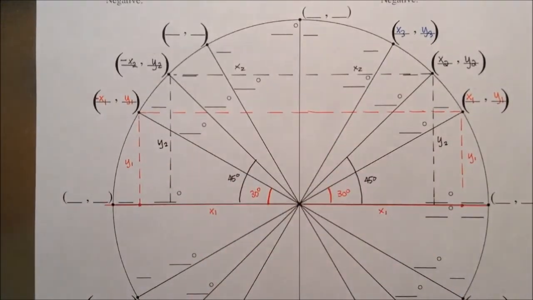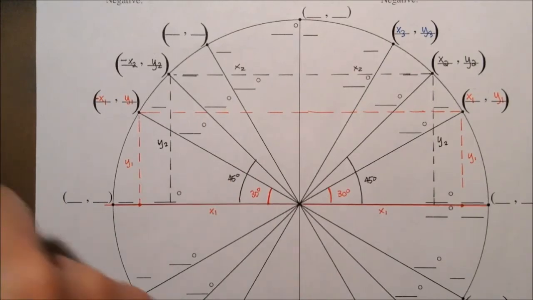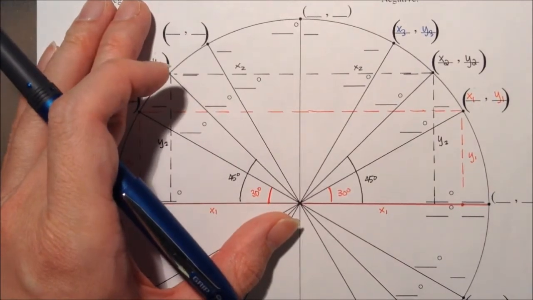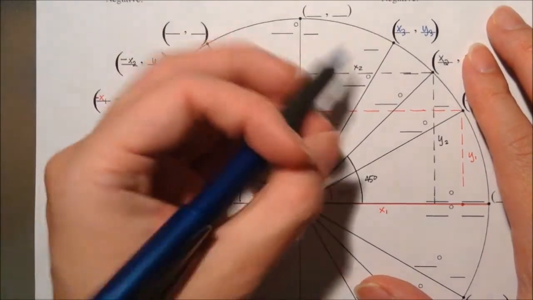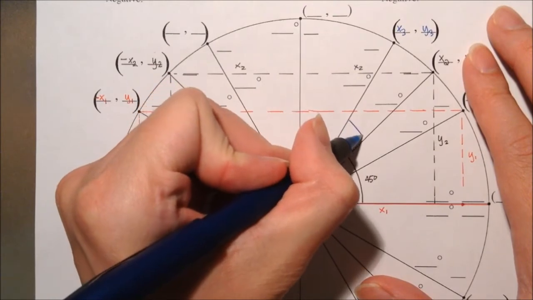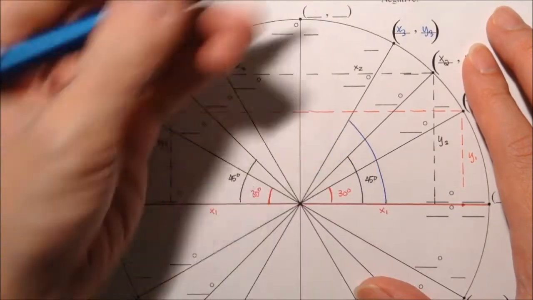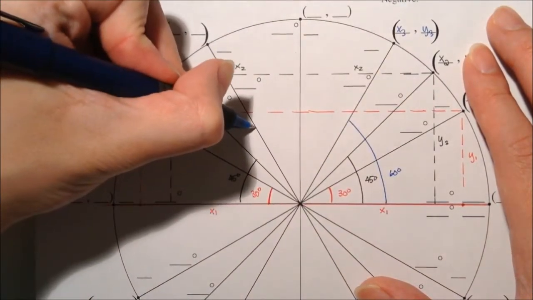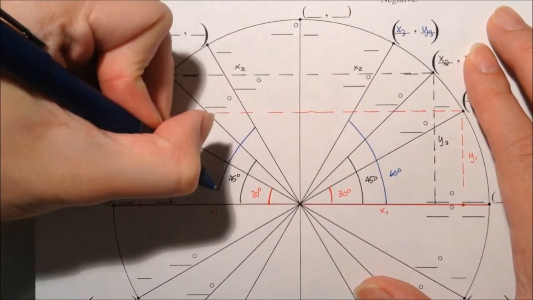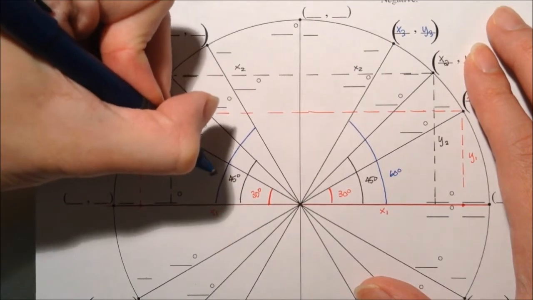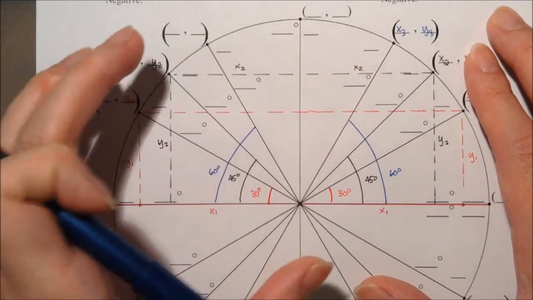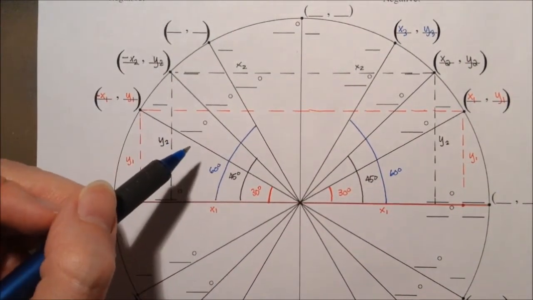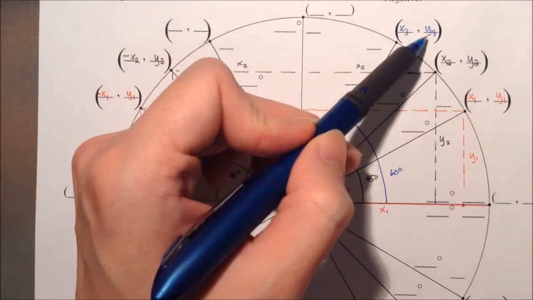Alright, my third coordinate points. The third one is 60 degrees. And this one also 60 degrees. If you want to find your angle measurement, you can always use a protractor. This is my x sub 3 and y sub 3.